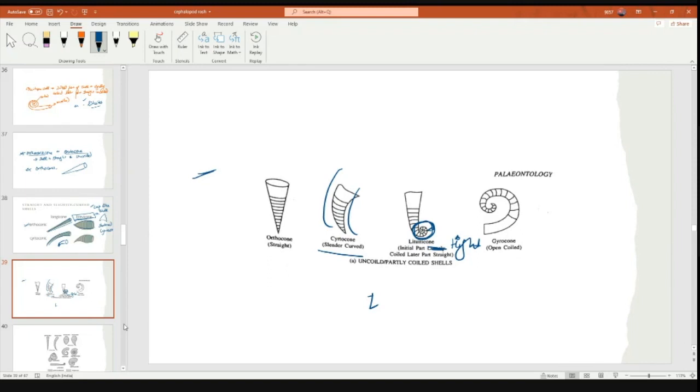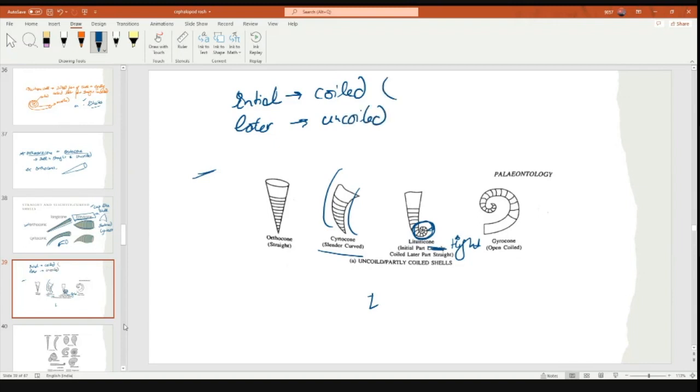Okay, because there is a lot of diversification, there are a lot of genera because of which this definition will change, but the main thing is you have to remember the initial part should always be a coiled one. Okay, whether it is lightly coiled or tightly coiled, the initial part should always be coiled and the latter part is uncoiled. You have to focus on these things.